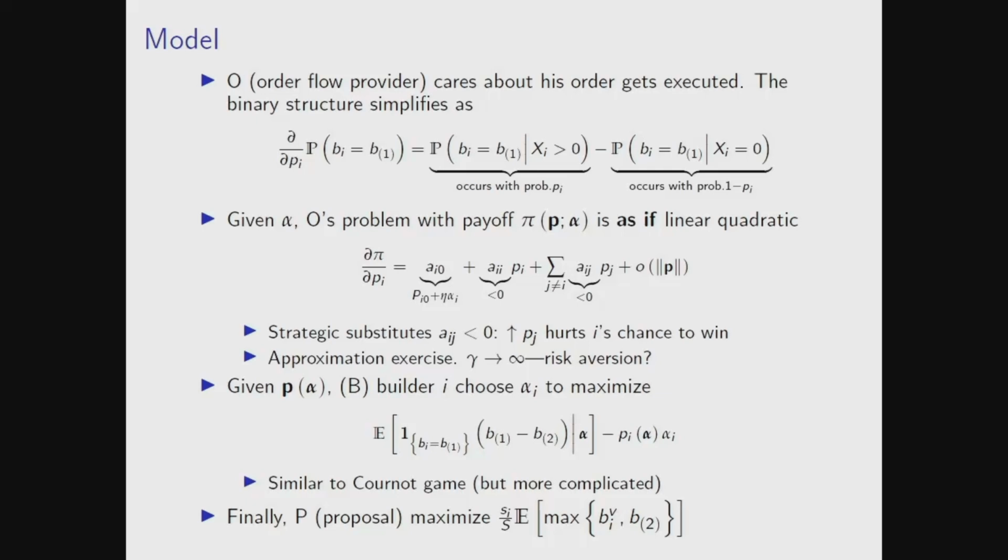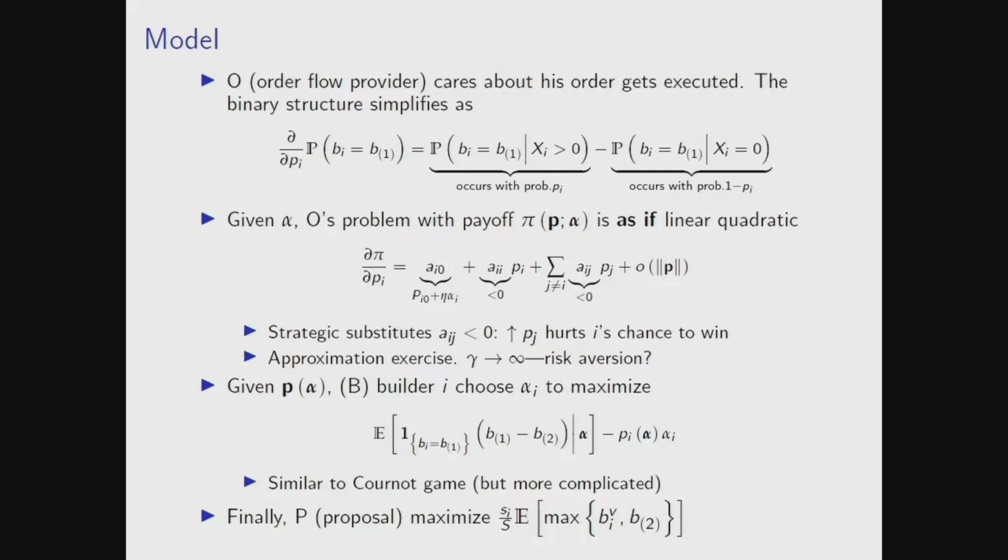Essentially, you get this form: when I, as O, think about a different P, order flow goes there, and that will have a baseline effect here. This is alpha I hits in, and then you have a penalty on the quadratic part. One thing they emphasize is the strategic substitutes, Aij less than 0. That means that when I, as order provider, give more order flow to Jiasun, that hurts my order flow to Will, because if I give him, he might win, he might lose.